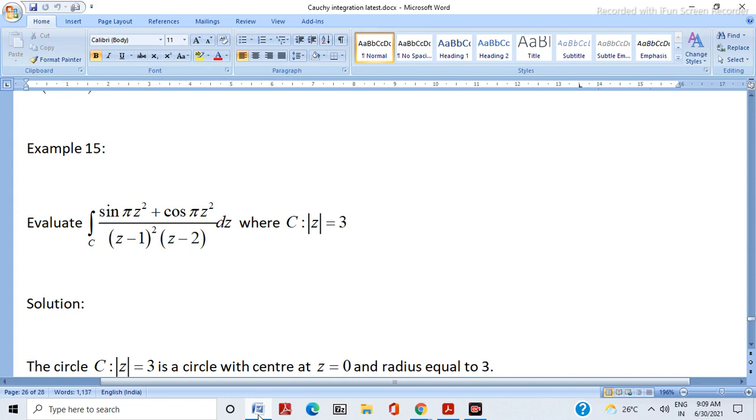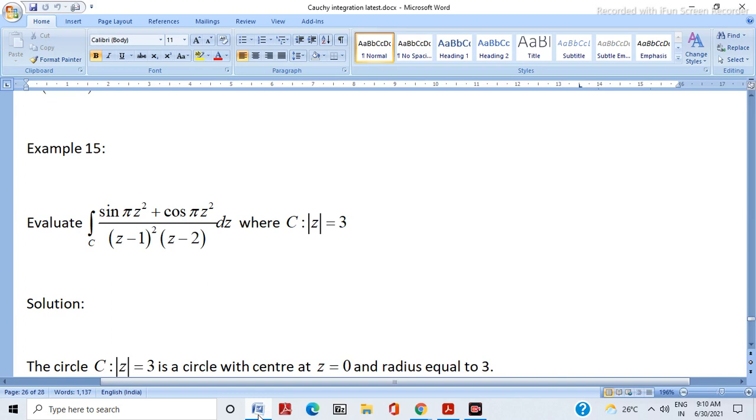If the point where f of z is not analytic is inside C, then we should apply either Cauchy's integral formula or Cauchy's generalized integral formula. What is Cauchy's integral formula? The integral over C of f of z by z minus a dz equals 2 pi i into f of a. And the generalized formula: the integral over C of f of z dz by z minus a to the power n plus 1 equals 2 pi i by n factorial into f^(n) of a.